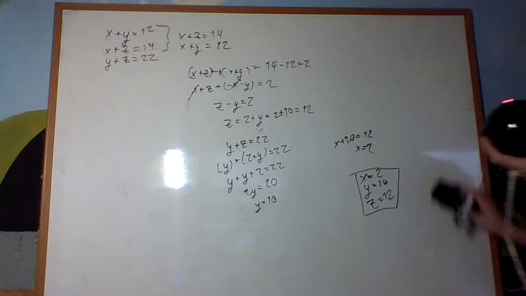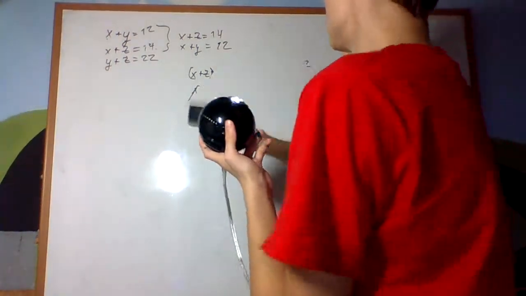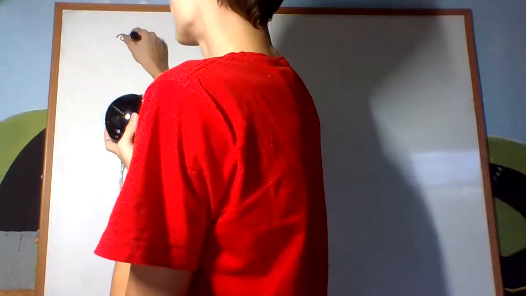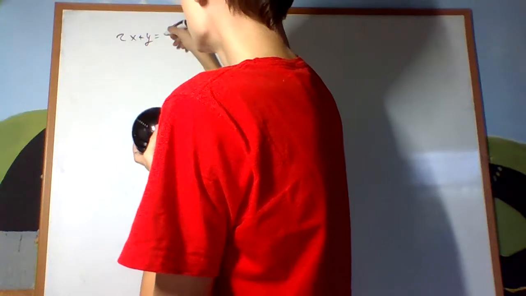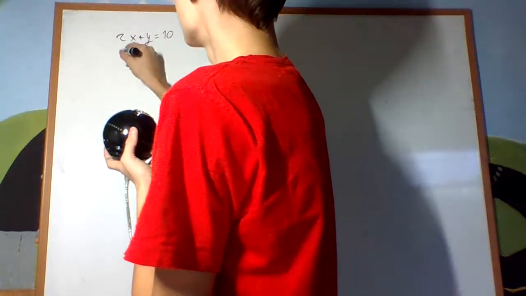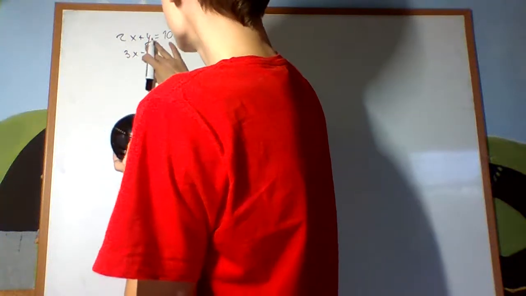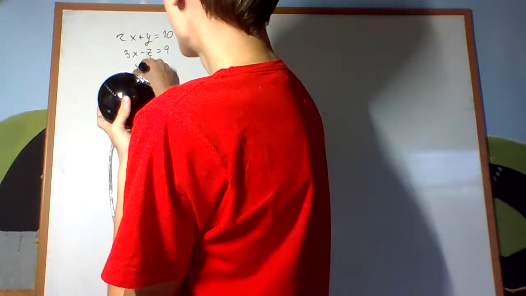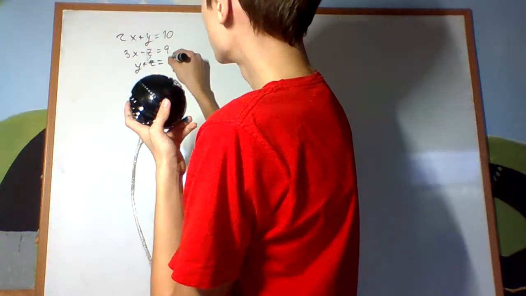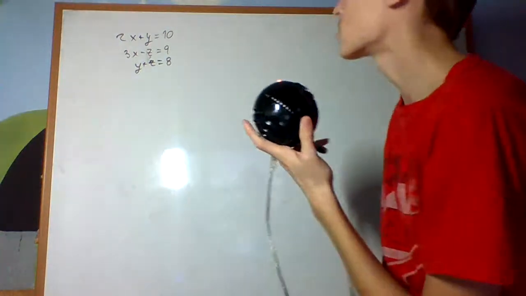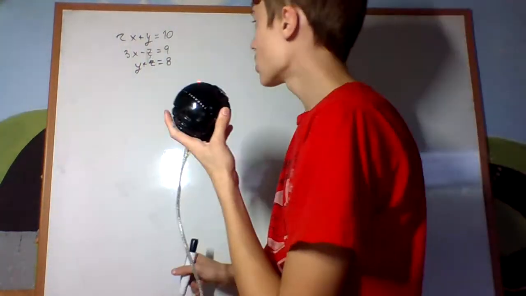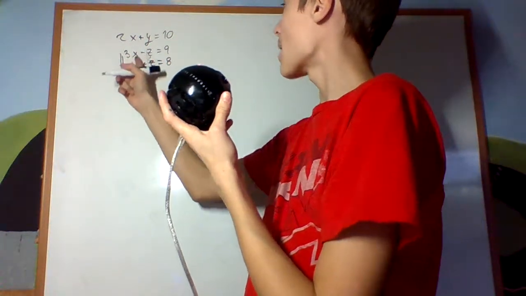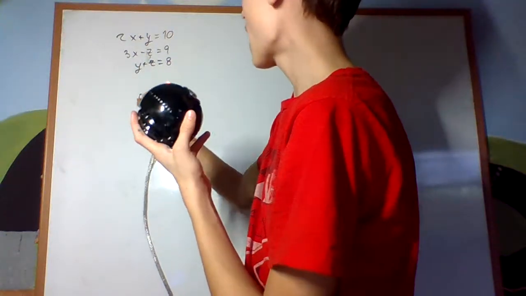So let's maybe do another example. So let's do 2x plus y equals 10, 3x minus z equals 9, and then y plus z equals 8. This probably won't work out well. Okay, so right here, I see something very special. There's a z and there's a minus z. So what I'm going to do is add these two together.